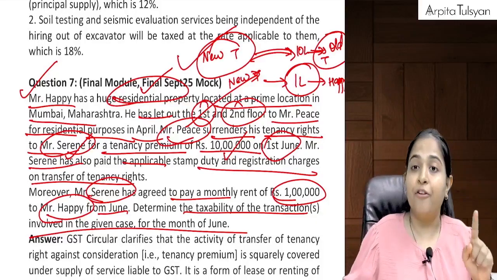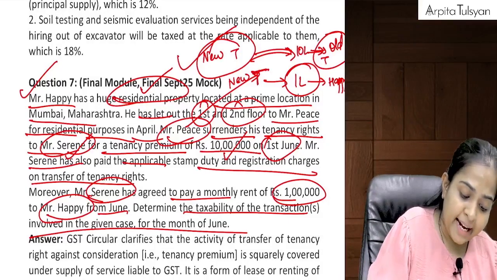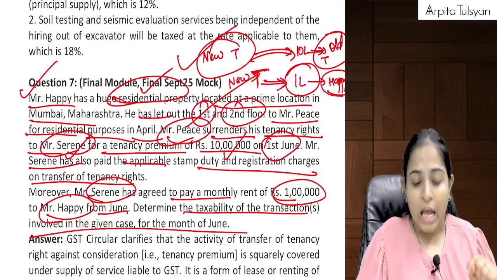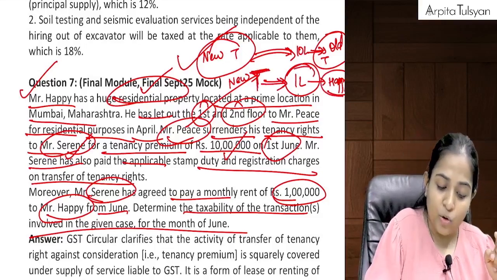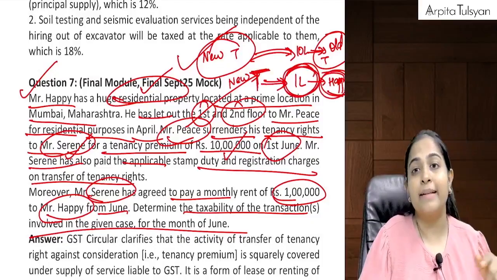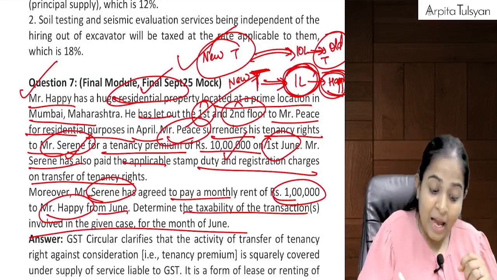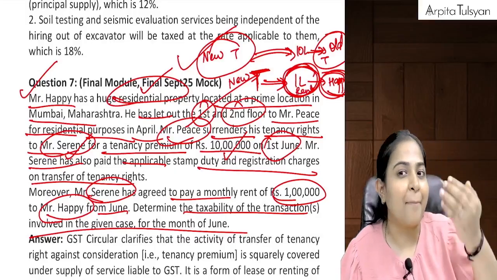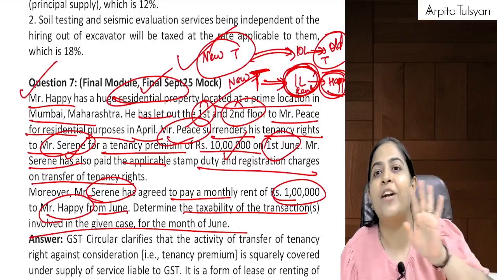What if the new tenant is also paying some tenancy premium to the owner? Then that will be exempted. Why? Because that will be considered as rent only. Whatever treatment is applicable to rent will be applicable to tenancy premium.